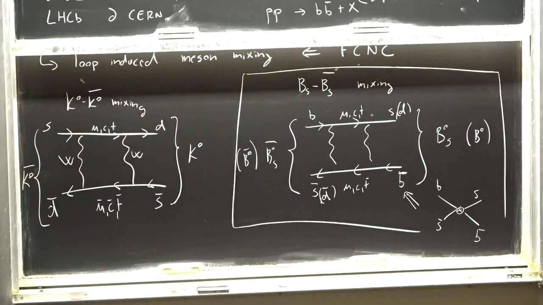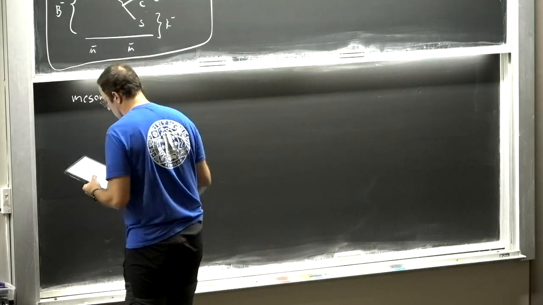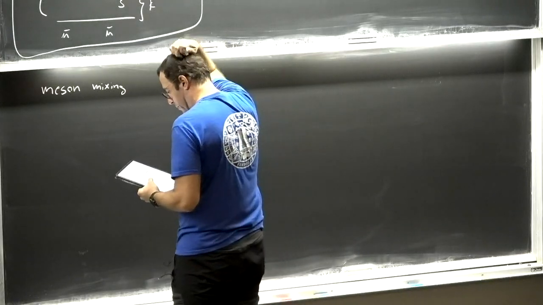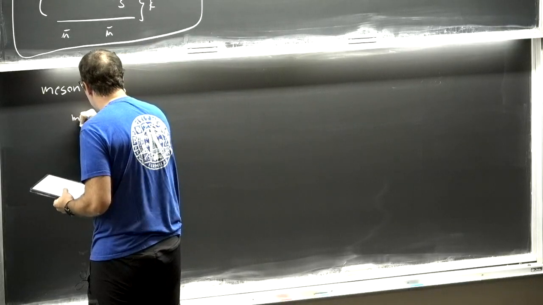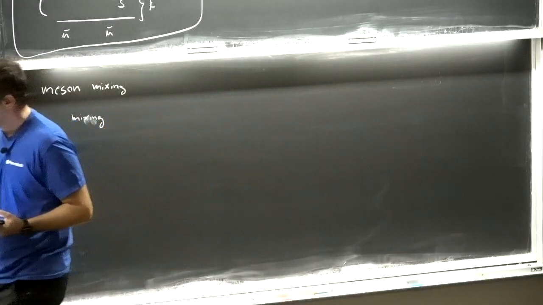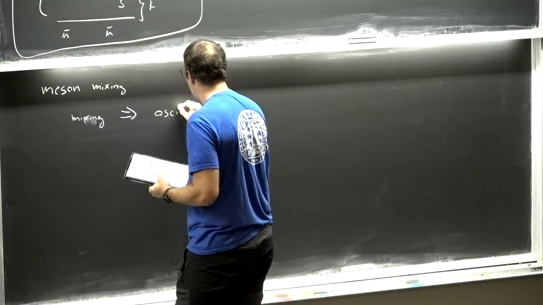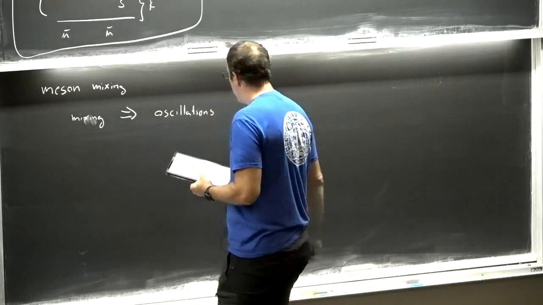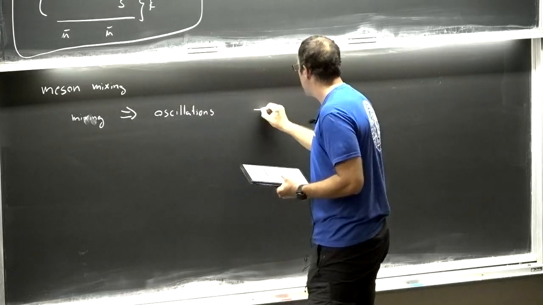So the first one I want to do is the meson mixing. All right? So the mixing here means that I take one flavor state and I can convert it to a different flavor state. This will lead to oscillations. The oscillations will be there because the flavor eigenstates are not mass eigenstates.